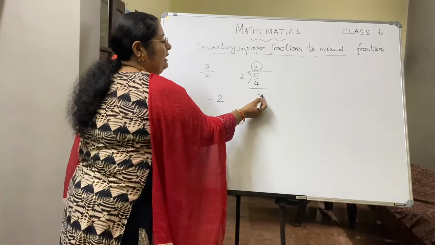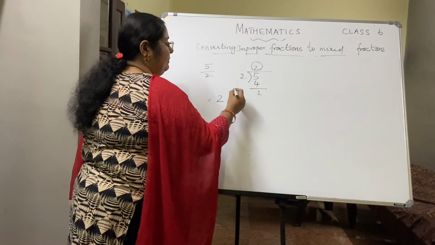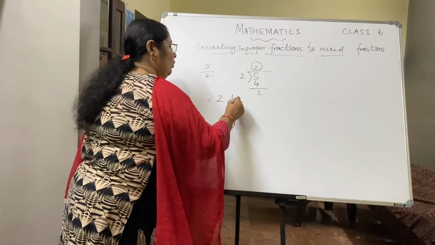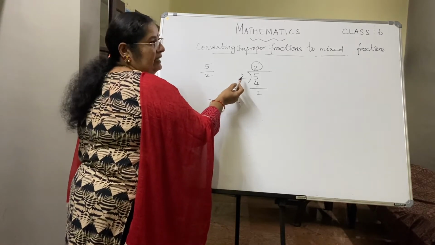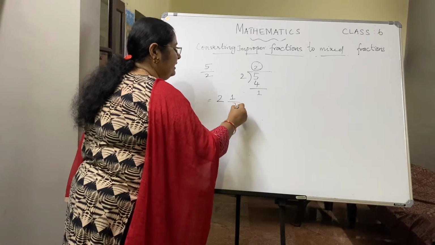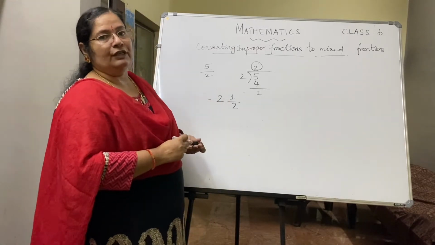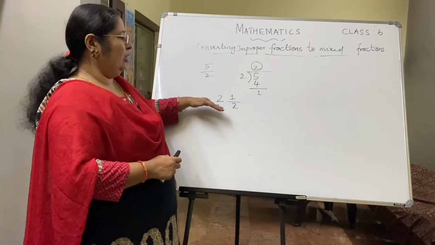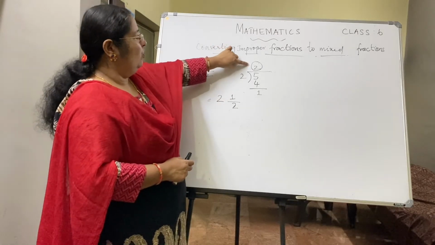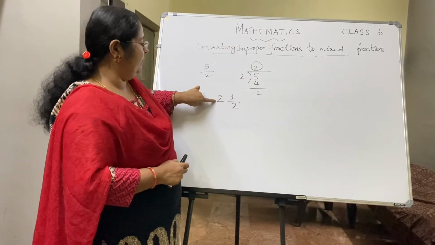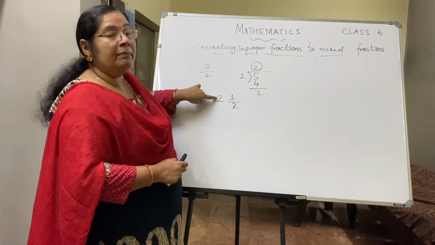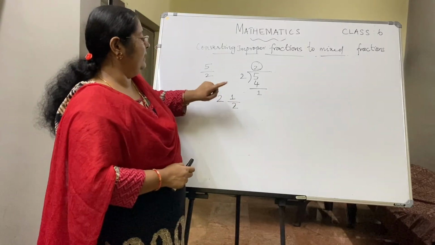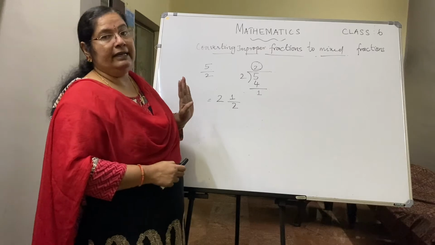Now what comes as the remainder will be the numerator for the proper fraction part. And whatever is the divisor will be the denominator for the proper fraction. So the mixed fraction will be 2 1 by 2. So how have we got it? After doing the division, whatever is the quotient will be the whole number part for the mixed fraction, and the remainder will be the numerator, the divisor will be the denominator.